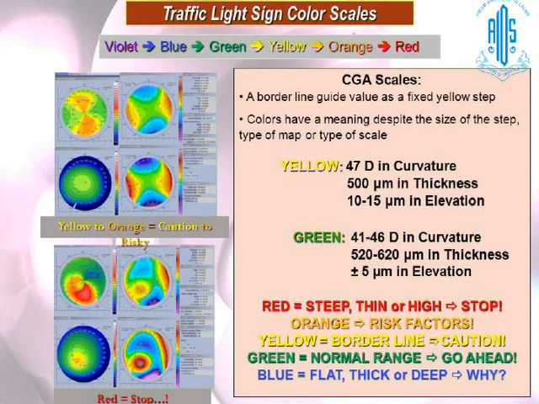Now, as far as the Galilei is concerned, it is taking yellow as a borderline, that is 47 diopters, 500 micron thickness, and 10 to 15 micron of elevation, or you can say ectasia. And all other colors show below average, and green is normal, and you can say red and orange are to be having ectasia.